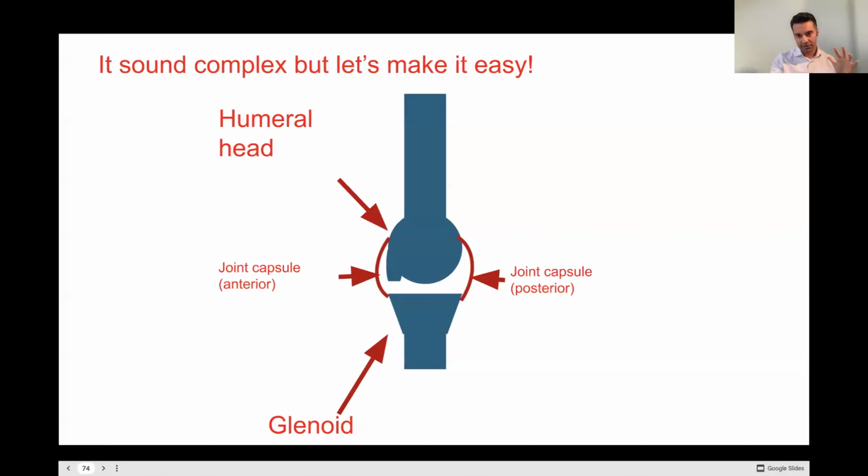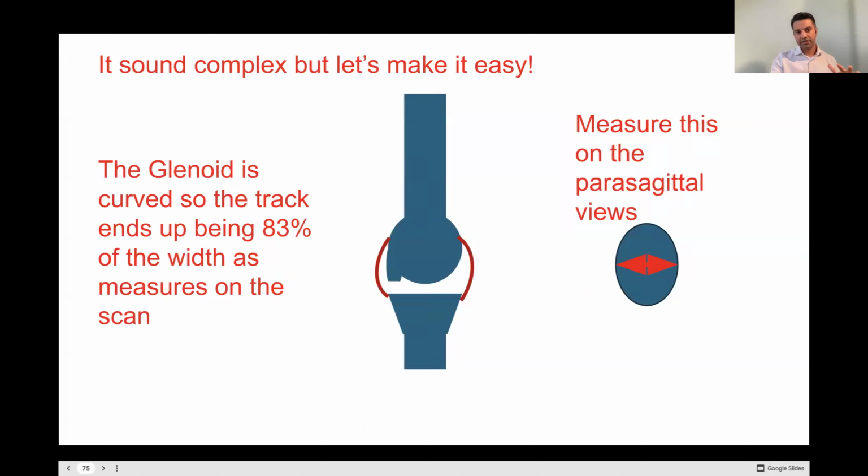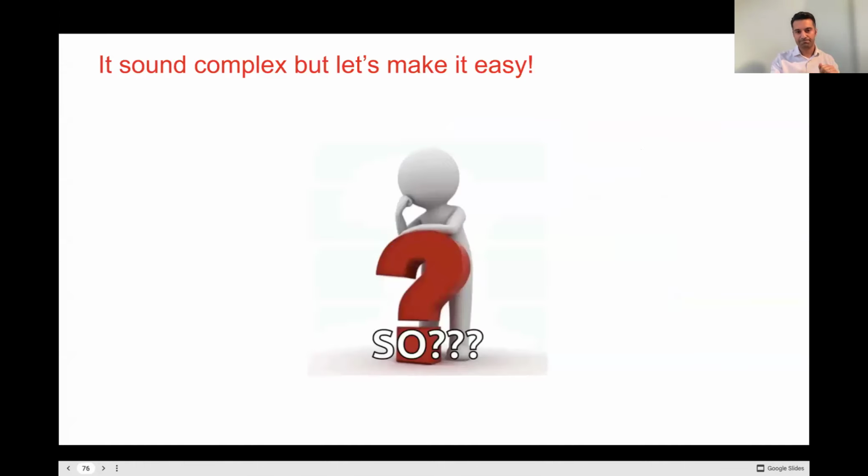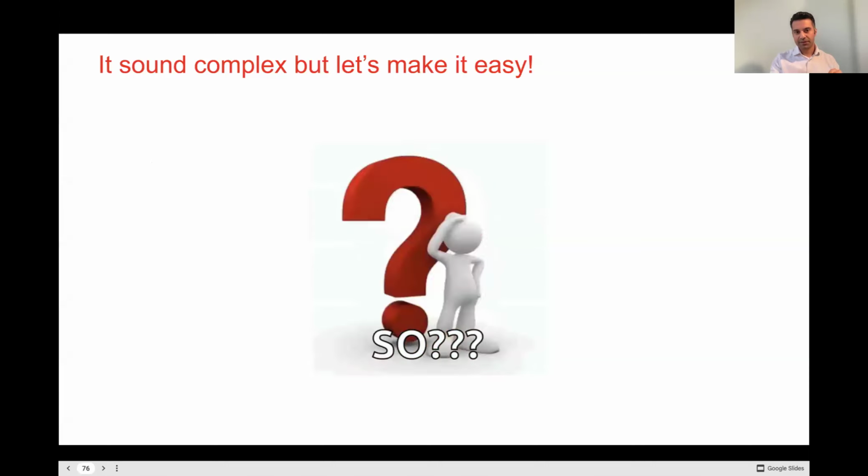So we've got the humeral head, we've got the glenoid, we've got the capsule around it. So we know the glenoid track, and we said that Imran was going to show us that on the parasagittal view, where we draw this line across and see how far it is. And then we need to figure out how wide it is. Without going into complicated physics, it's not exactly 100% of the width, it's 83% because it's a little bit curved and it's not exactly flat. But if we take it as given that it's 83% of the whole width, then you can estimate that in various different ways. So it sounds complex, but let's make it easy.